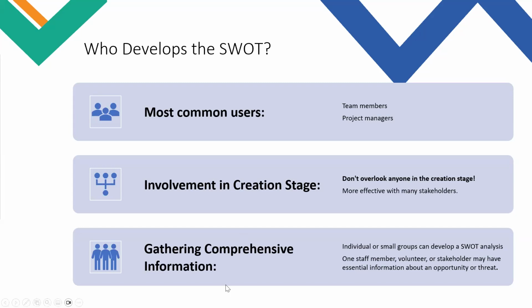Likewise, one staff member or volunteer may have information about an opportunity or threat that is essential to understanding your company's position and determining the future of the company. So it's always good to get everyone's input, because one person may know something that nobody else knows. Any questions at this point?